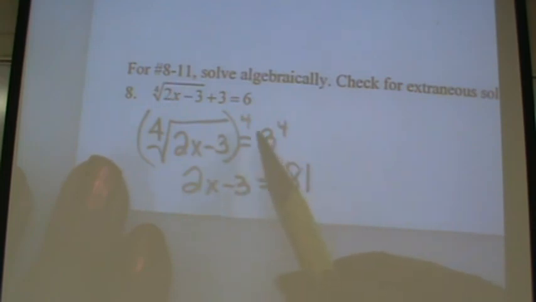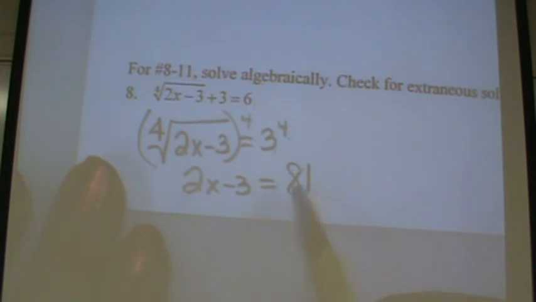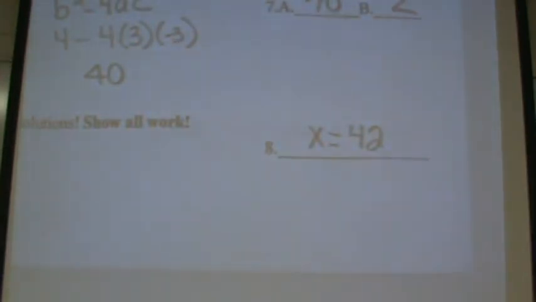Number 8. How do you solve this algebraically? Subtract 3, and then take the 4th root of both sides. You get 81 here. This is not 3 times 4, guys. It's 81. And then add 3, divide by 2, and you get 42 for this problem.